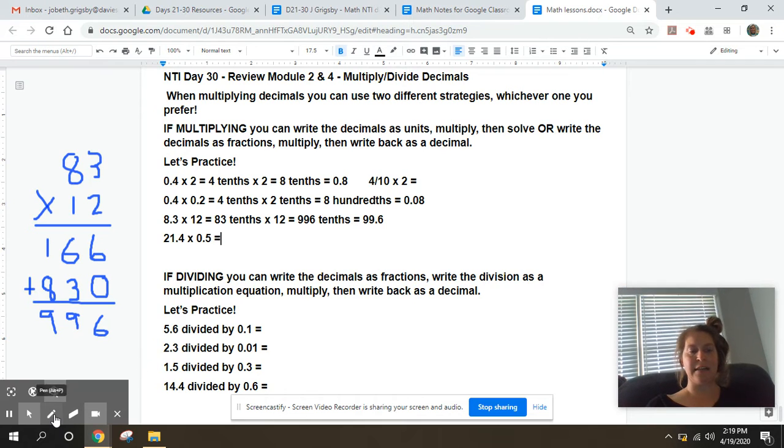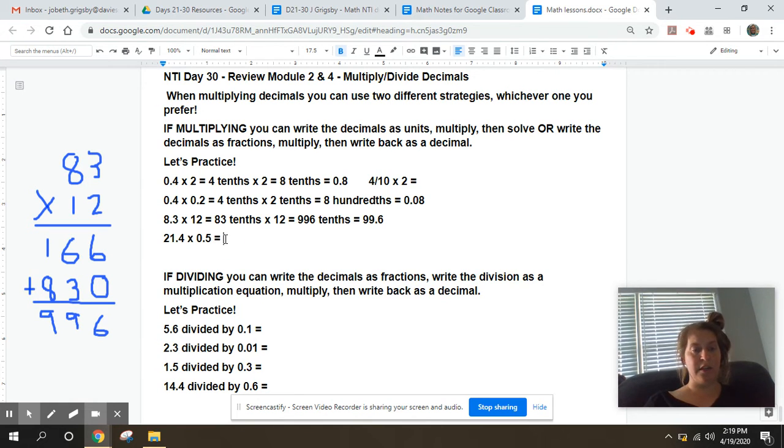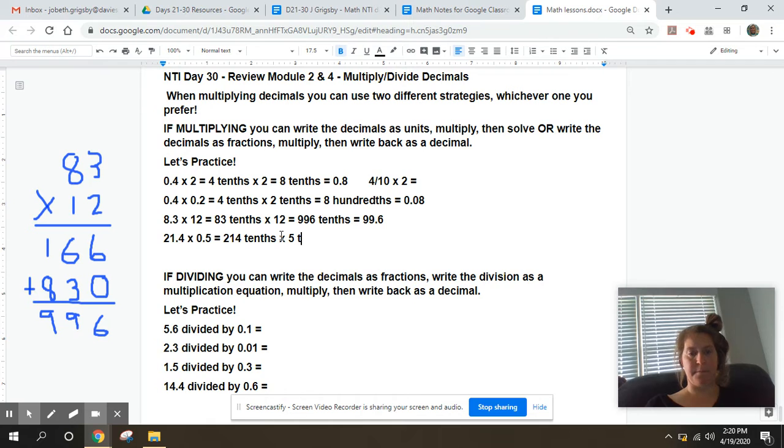So I'm going to keep writing them as units. I just feel like it's a little bit quicker than rewriting them as fractions, but it's totally up to you. You do the same thing. I have 21 and 4/10. Remember, I just want to write as units, so I'm going to put 214 tenths times 5/10. And then of course, what I need to do, that's right, I need to multiply by whole numbers.